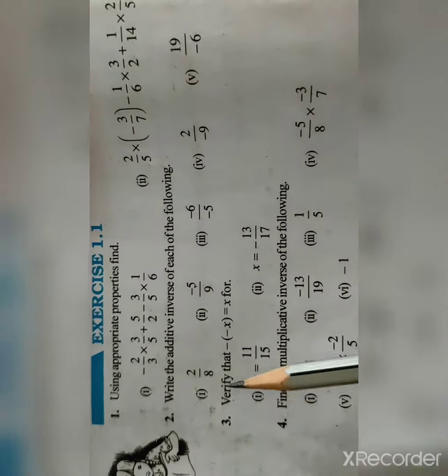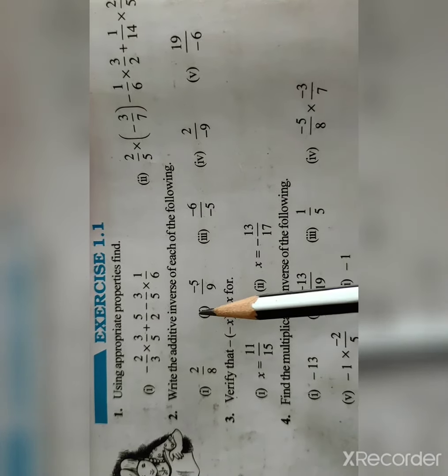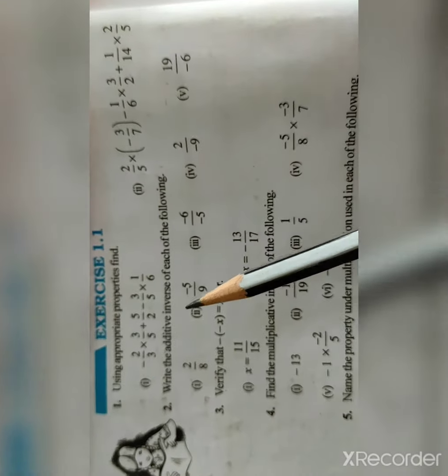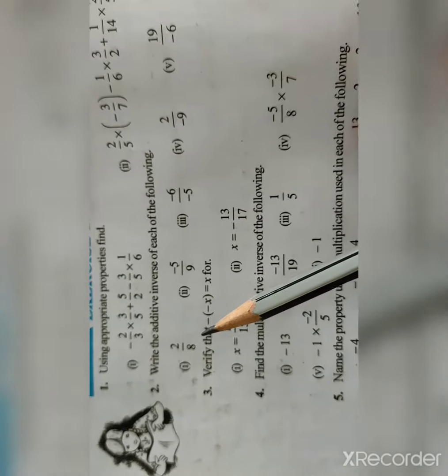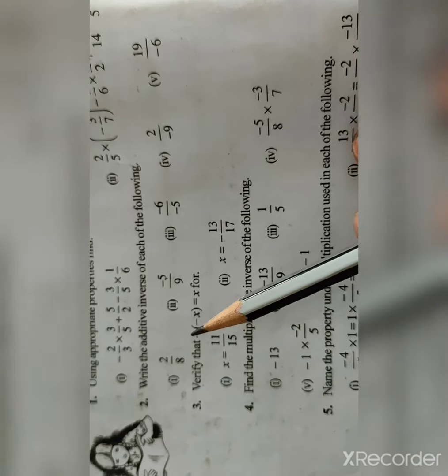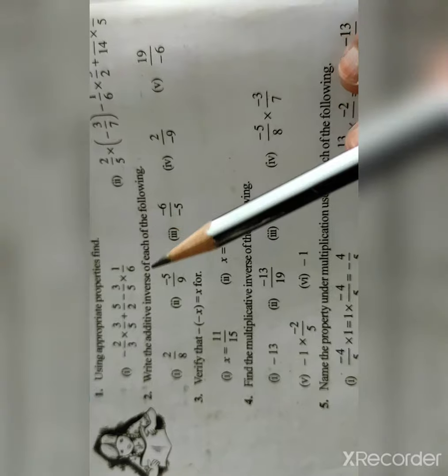Now see second question: write the additive inverse of each of the following. Now children, you will not write in this way: 2 upon 8 is equal to minus 2 upon 8. It is totally wrong. You will write: the additive inverse of 2 upon 8 is minus 2 upon 8. Or you will write the number column wise also.